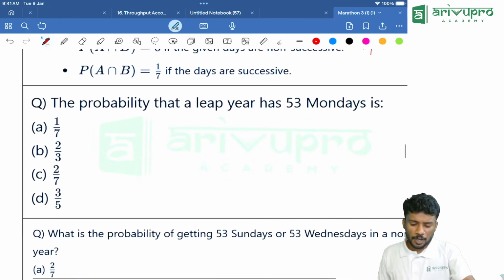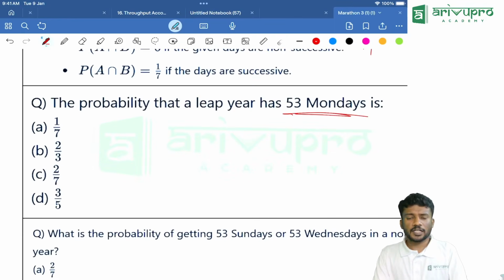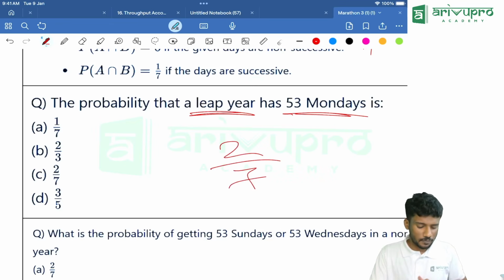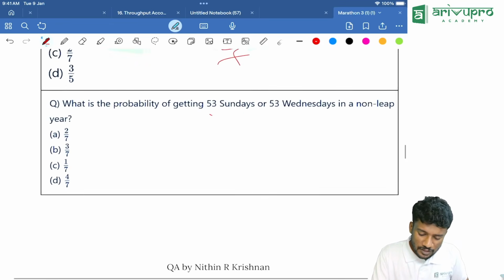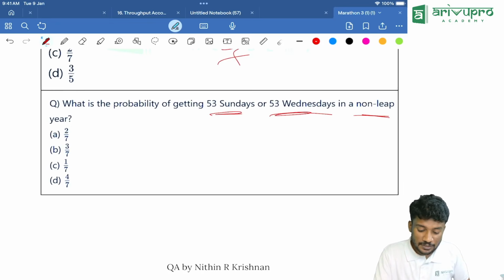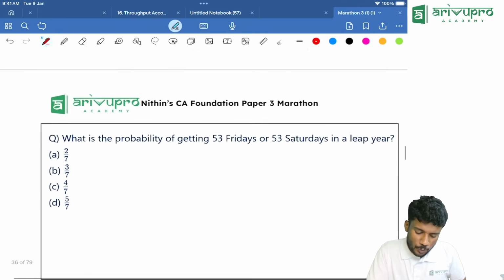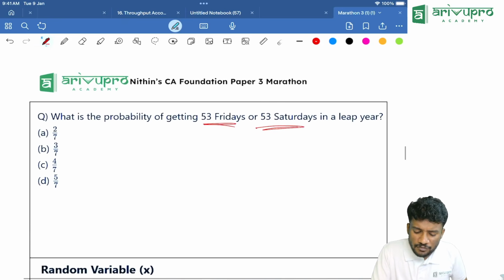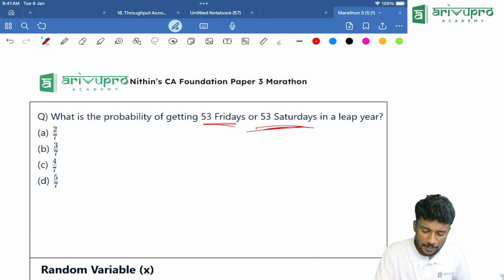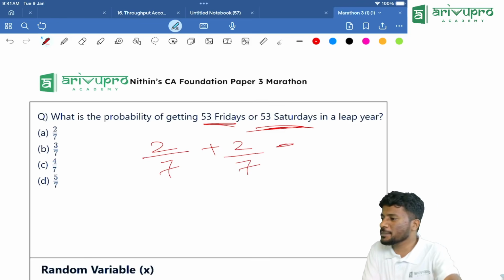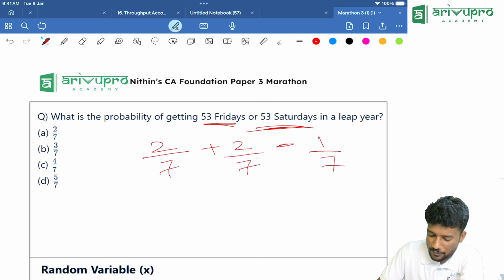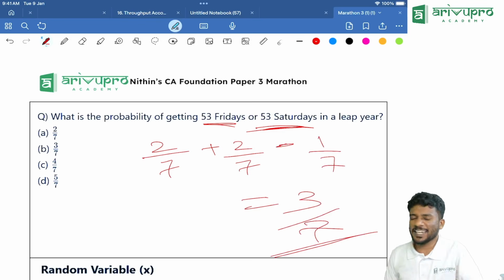Probability of 53 Sundays in a leap year? Probability of 53 Mondays in a leap year? 2 by 7. Next one. What is the probability of 53 Sundays or 53 Wednesdays in a non-leap year? 53 Sundays in a non-leap year is 1 by 7 plus 53 Wednesdays in a non-leap year is 1 by 7. Answer is 2 by 7. Next question. Probability of getting 53 Fridays or 53 Saturdays in a leap year. 53 Fridays, 2 by 7. 53 Saturdays, 2 by 7. Minus any intersection between Friday and Saturday? Yes, 1 by 7. Answer is 3 by 7. Very easy.